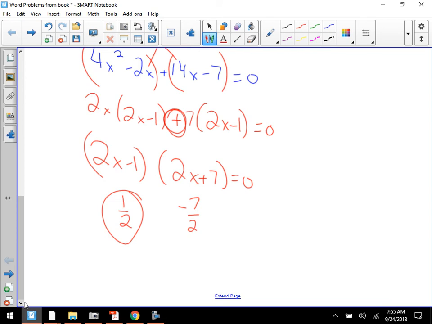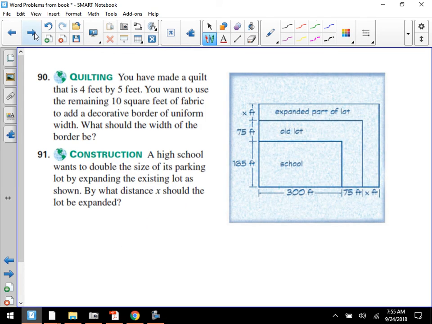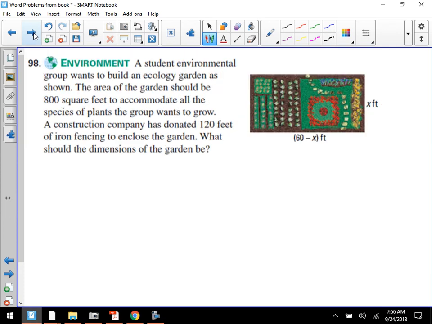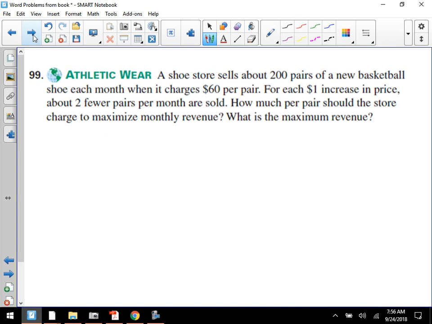Uniform width. Border of uniform width is a very, very common quadratic style word problem. Okay, not terrible. What was the next one I wanted to look at? Okay, save these. That's uniform width. Uniform width. That's this one. We did this. Trying to figure out what side.